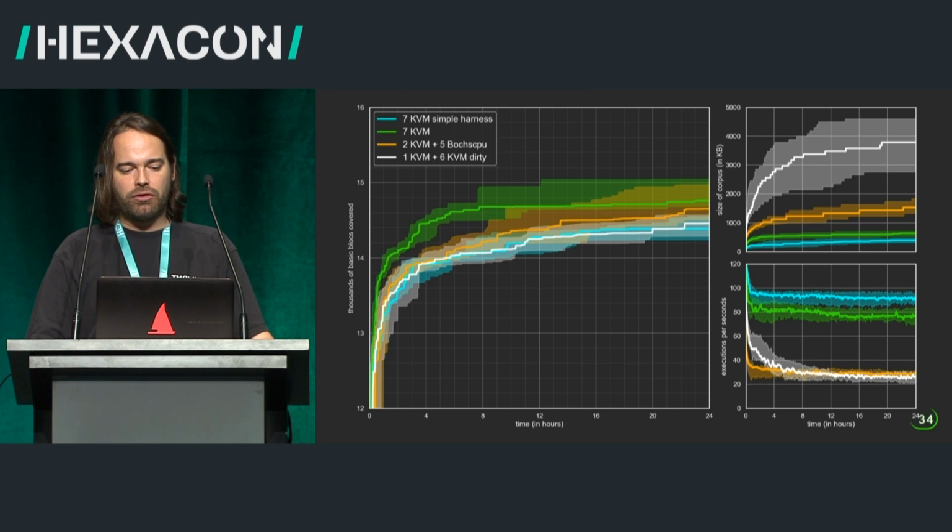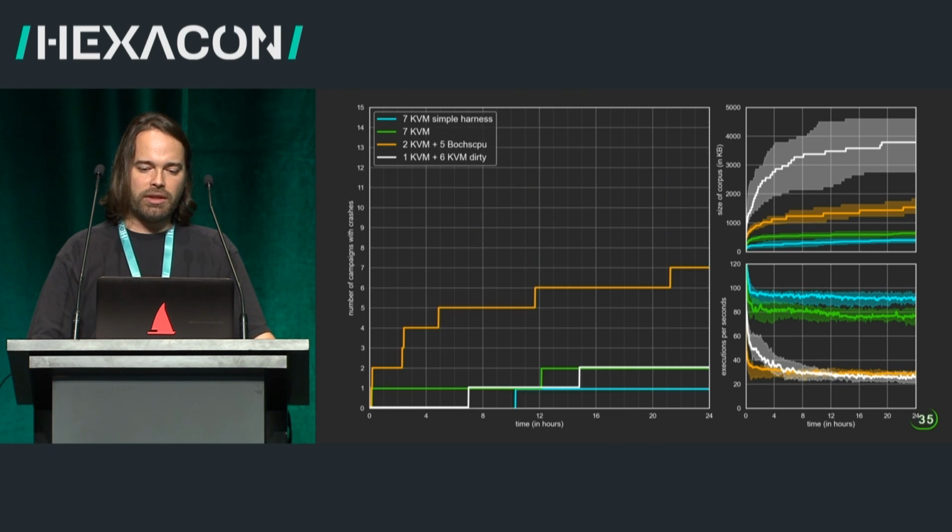But evaluating further with respect to basic block coverage is not really always relevant. What we're interested in is the number of crashes found. So this graph is not really exactly that metric. It's the number of campaigns that reported crashes.